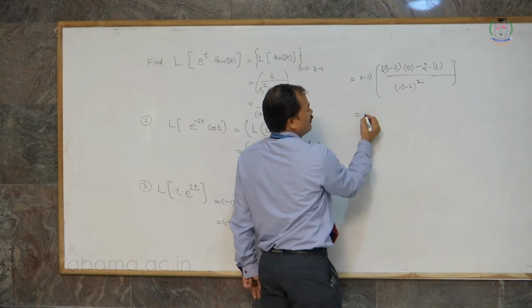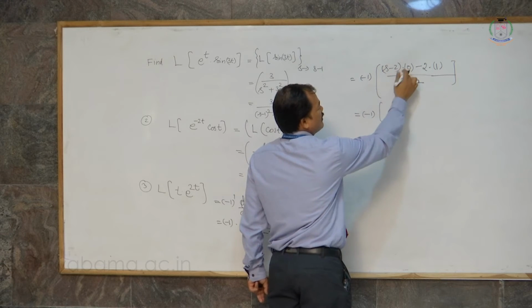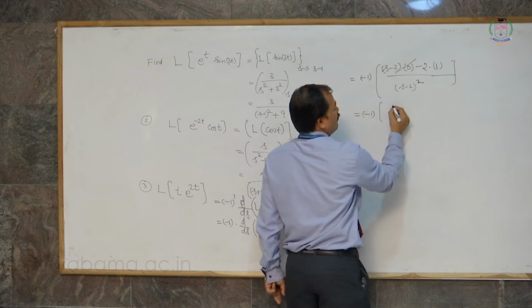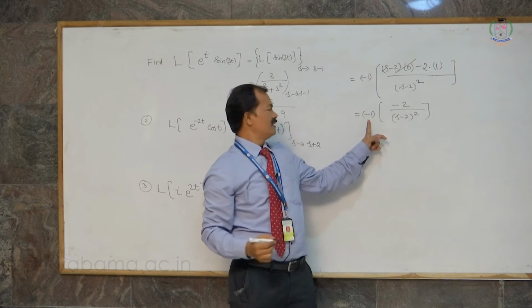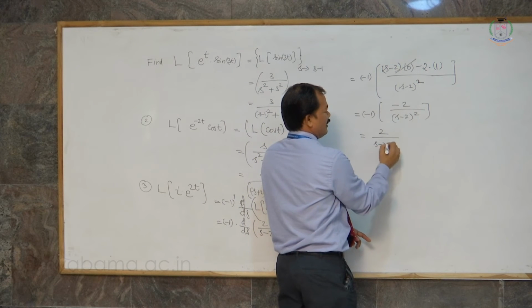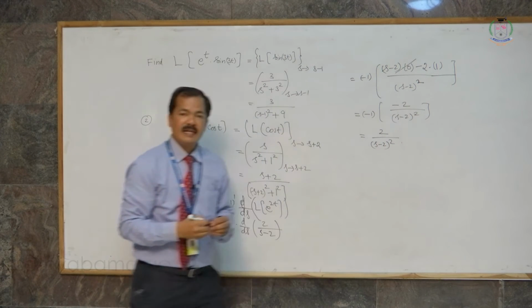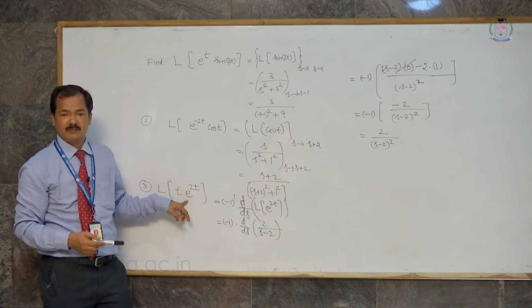So, on simplification, we get minus 1 into s, this is 0, cancel, minus 2 upon s minus 2 the whole square. So, minus into minus going to be plus. On simplification, it is 2 over s minus 2 the whole square. The same answer you will be getting by using first shifting theorem also.